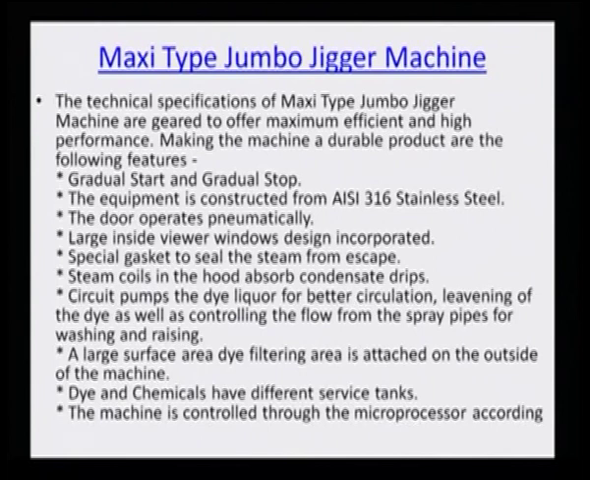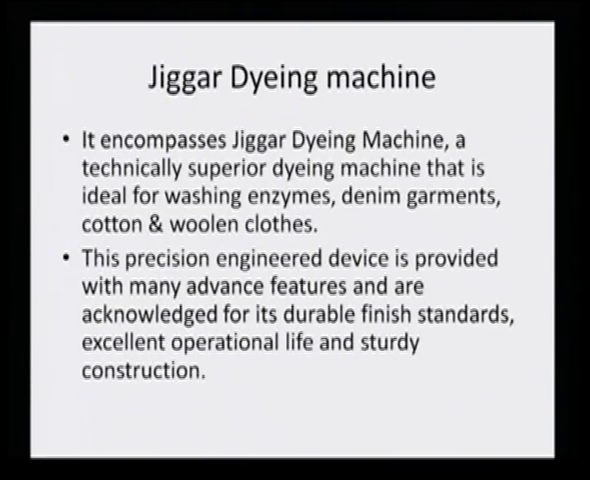So, this machine you should understand and look at the picture more carefully. The jigger dyeing machine is a typically superior dyeing machine that is ideal for washing with enzymes, dyeing denim garments, which is very tough, and cotton and woolen clothes. Both soft and tough clothes can be dyed on the jigger dyeing machine.